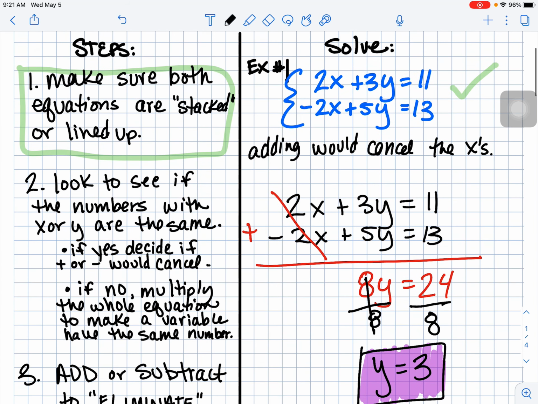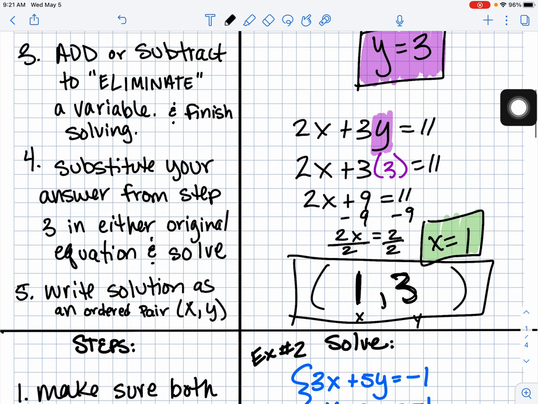So this one was a really good substitution problem or elimination problem because everything was stacked and the x's both had 2. One was a negative 2 and one was a positive 2. That was like the perfect problem for elimination.